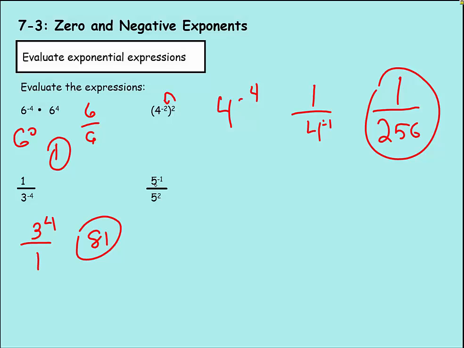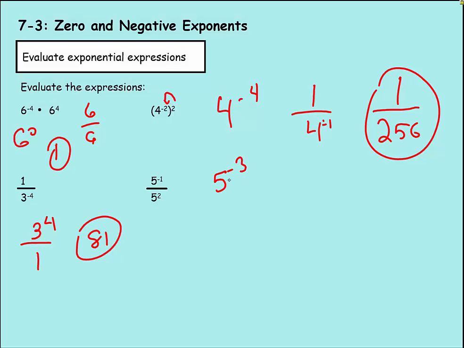Here we have 5 to the negative 1st power divided by 5 to the 2nd power. If you remember our quotient properties for exponents, we could actually subtract this number from here to simplify it. So we could do negative 1 minus 2, which would be 5 to the negative 3rd.